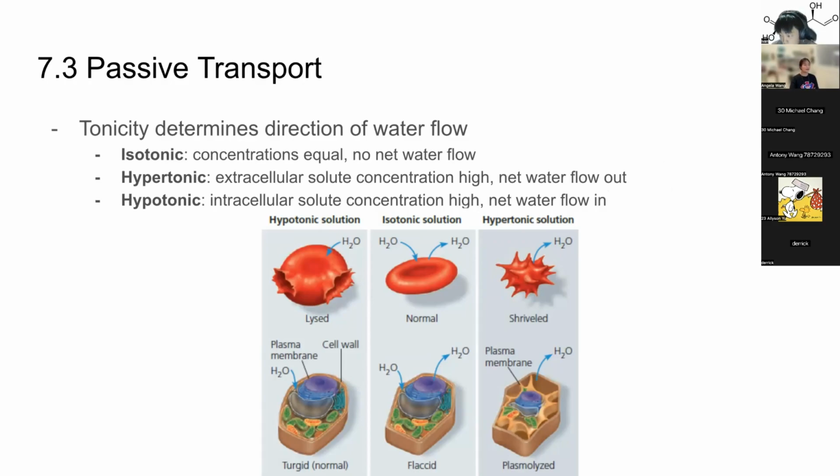And in a hypotonic environment, the intracellular solute concentration is higher, so there's a net water flow into the cell. In an animal cell, the cell will start to lyse and explode because there's too much water inside. And in a plant cell, this is called turgid, and it is a normal cell, and the cell will not explode because there is a cell wall preventing that.